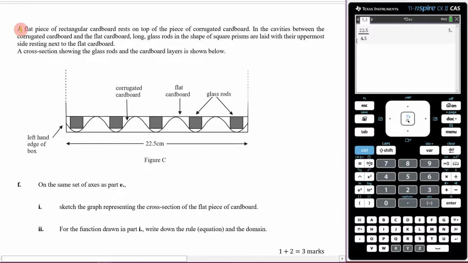Okay, we continue on with this question. A flat piece of rectangular cardboard rests on top of the piece of corrugated cardboard. So you can see it here. This line represents this cardboard sitting on top of it. Then it says in the cavities.